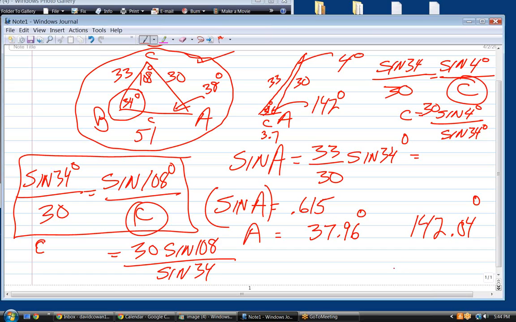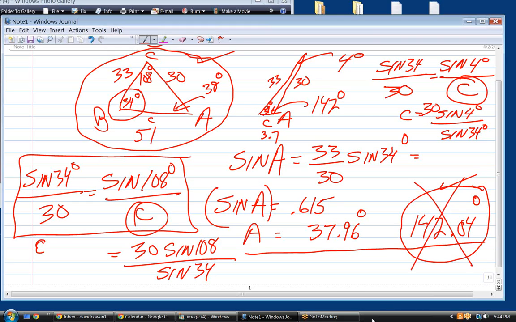And then once you figure out what this first angle A is, automatically find out what its supplemental angle is. And then if that supplemental angle added to the only known angle of the triangle is less than 180, then you have an ambiguous case. If it's greater than 180, then you cross that out. You only have one solution. You don't have two solutions.